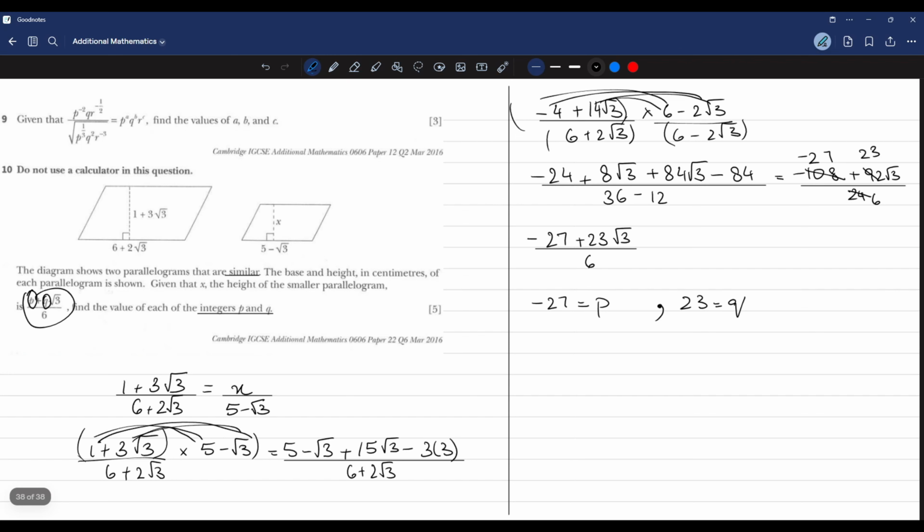And that's it, and this is it for exercise 3.7, which are the exam style questions.